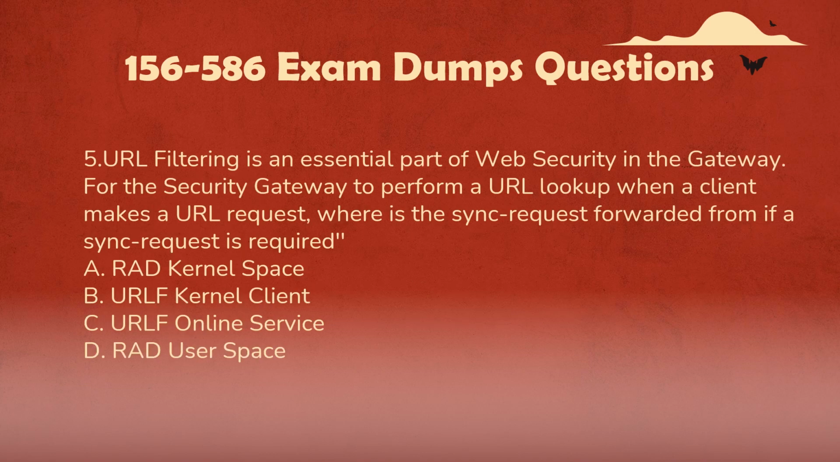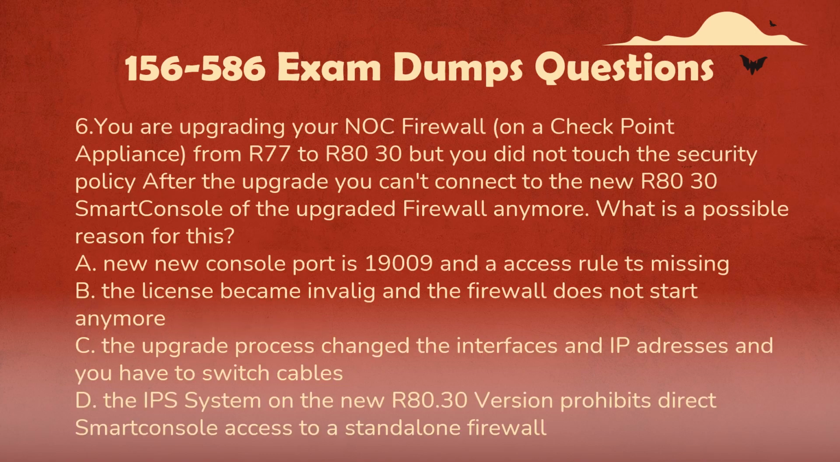5. URL filtering is an essential part of web security in the gateway. For the security gateway to perform a URL lookup when a client makes a URL request, where is the sync request forwarded from if a sync request is required? A. RAD kernel space. B. URLF kernel client. C. URLF online service. D. RAD user space.